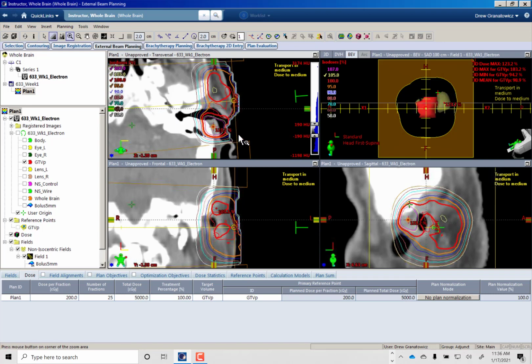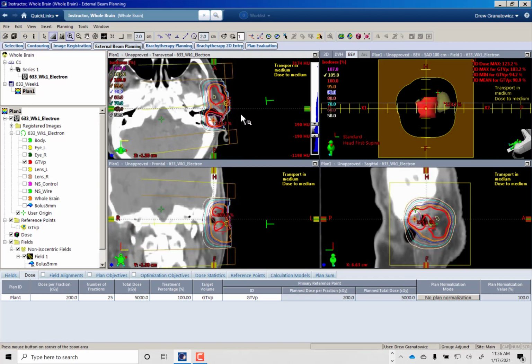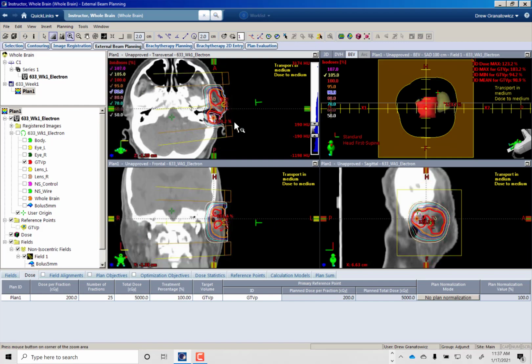So you can do things like that. But if you do want to do that, it's good to discuss with the therapist, see if they think it's even going to be practical to do every day on a daily basis, or talk to the physician and see if that's something they want to do.